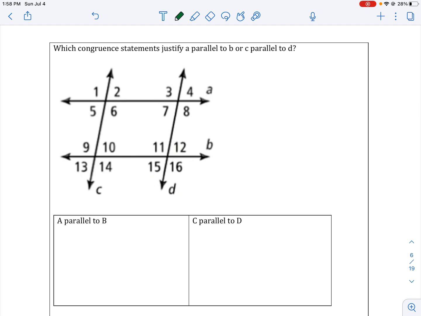Which congruent statement justifies A being parallel to B? We'll start with that one. Here's A, and here's B. I meant B, not C. We'll start with A being parallel. Now there's lots of statements here, so you can start with any one of these angles. See how angle 1 there is on A, angle 9 here is on B. So if you say that angle 1 equals angle 9, those are corresponding angles. If those angles are equal, that means A is parallel to B.